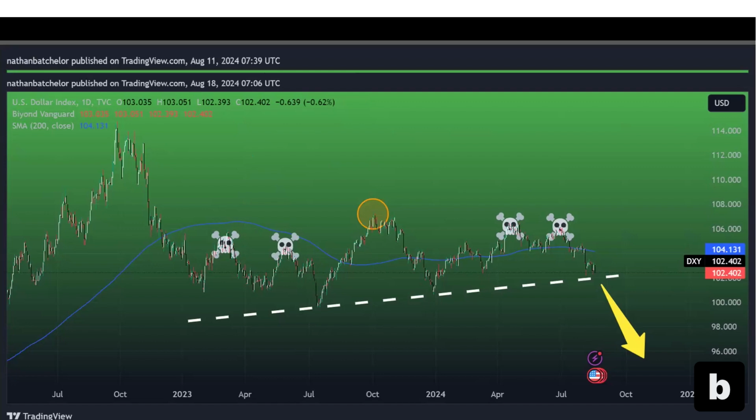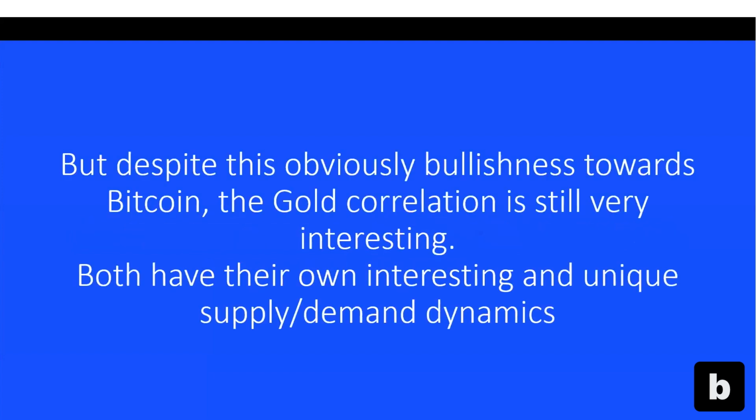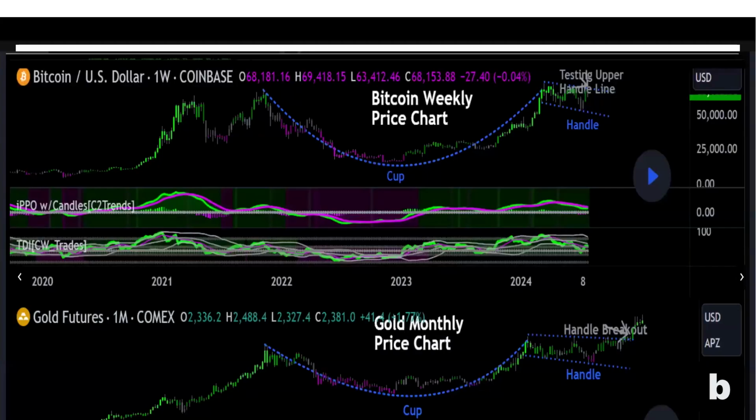So something I would like to draw your attention to is that there's going to be an expected crash in the US dollar index at some point, according to my charts, and that move could seriously impact Bitcoin. But I guess despite the obvious bullishness towards Bitcoin, the gold correlation is still very interesting for me, and both have their own interesting and unique supply and demand dynamics. That's very apparent.